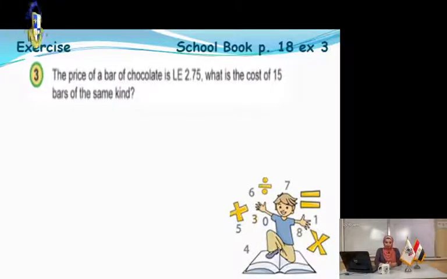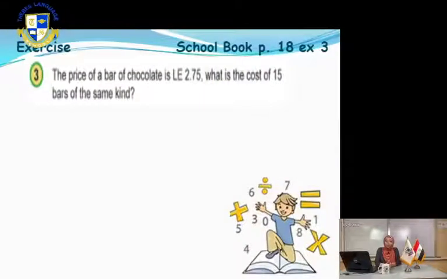Story problem. If the price of a bar of chocolate is 2.75 pounds, what is the cost of 15 bars of the same kind? Let's see here. If I buy 1 bar of chocolate, it costs 3 pounds, okay? And I want to buy 2 chocolates. Now, what will we pay? We are going to pay 3 plus 3. Okay, instead of repeated addition, we are going to multiply.